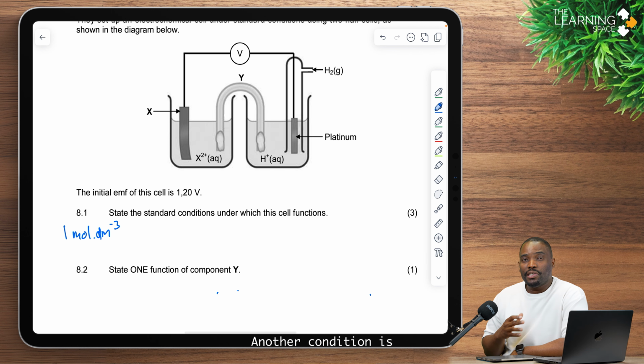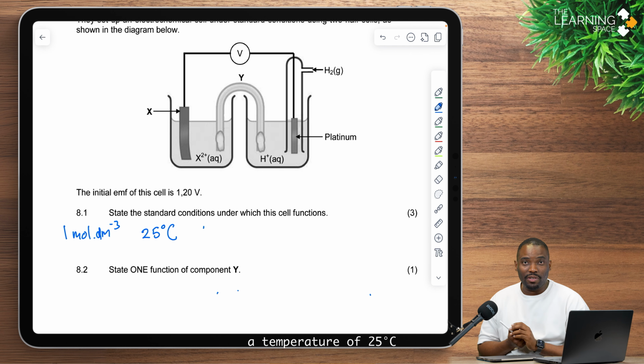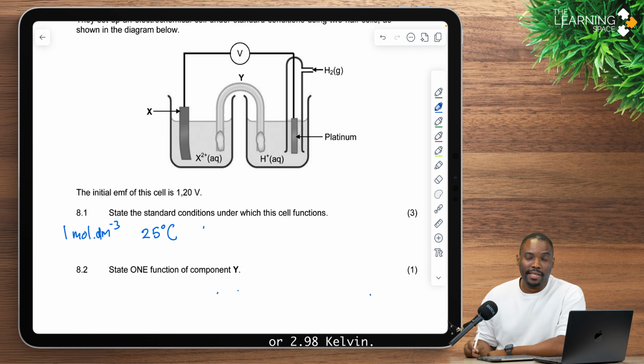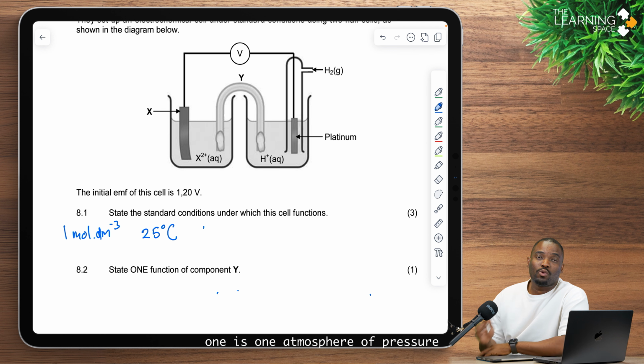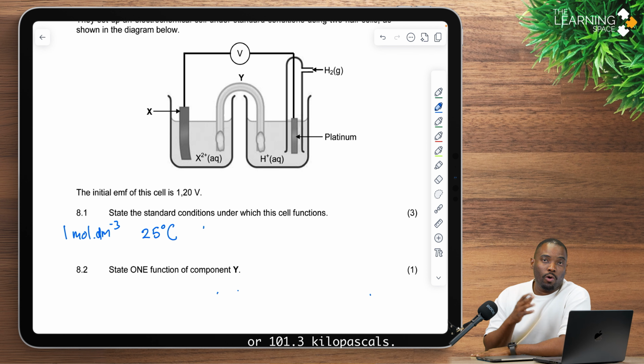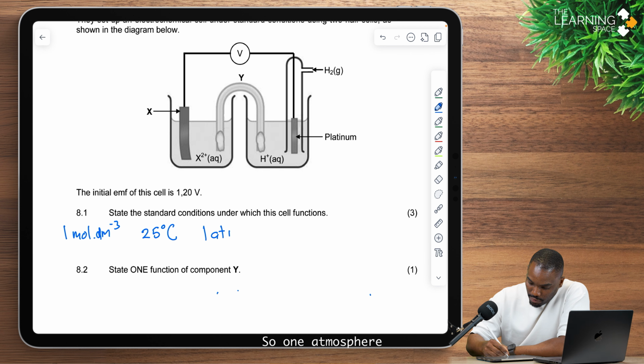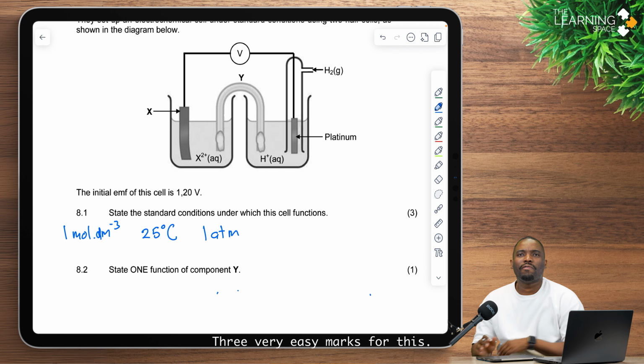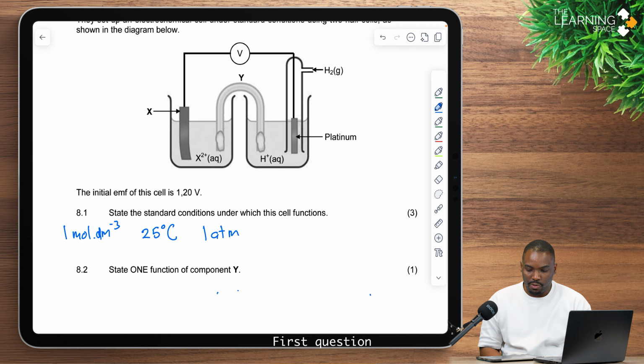Right. Another condition is you have to have a temperature of 25 degrees Celsius or 298 Kelvin. Finally, the third one is 1 atmosphere of pressure, or 101.3 kilopascals. So 1 atmosphere of pressure. Perfect. 3 very easy marks for this first question.